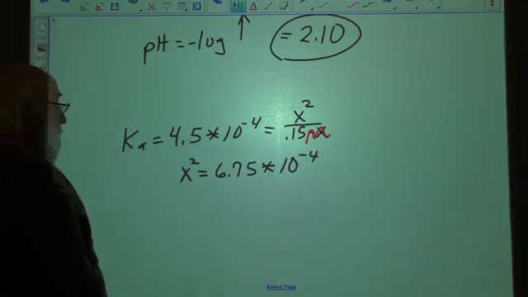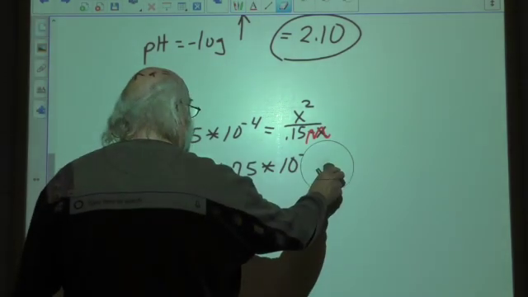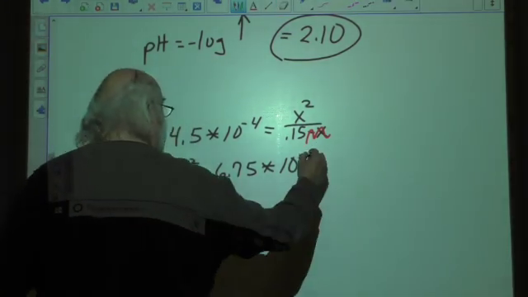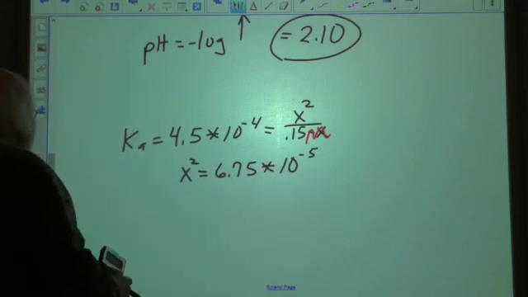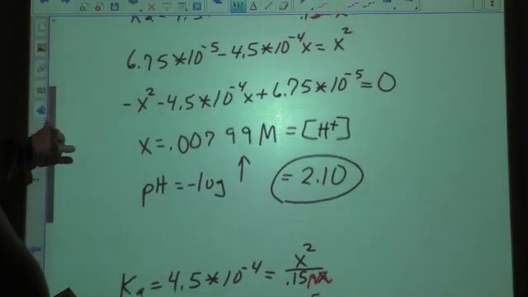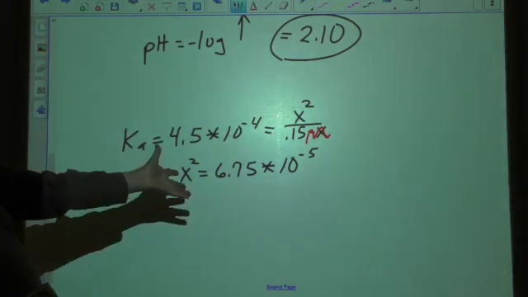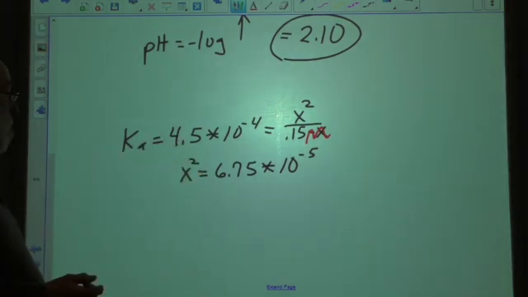Okay? No, that's not right. That's negative fifth, actually. Yeah, negative fifth. So did I do that correctly up there? I believe I did. Yes. Okay. Now all you have to do is take the square root. We're going to use quad form.